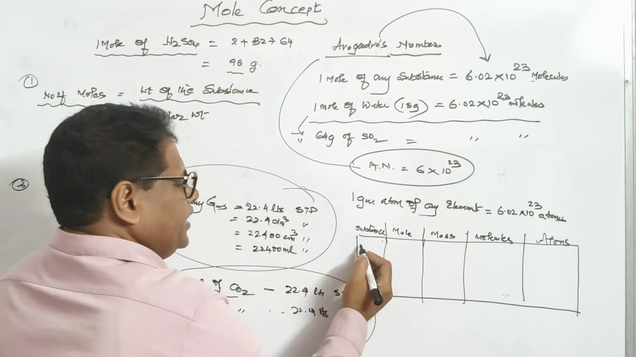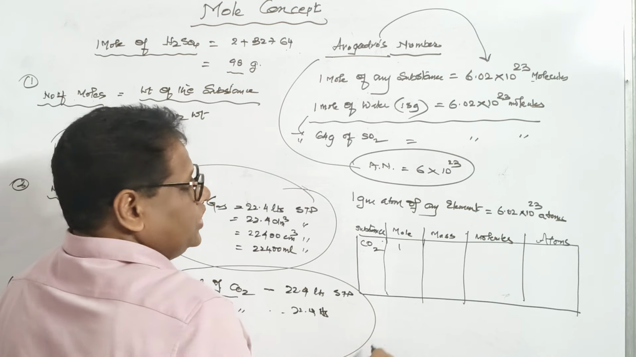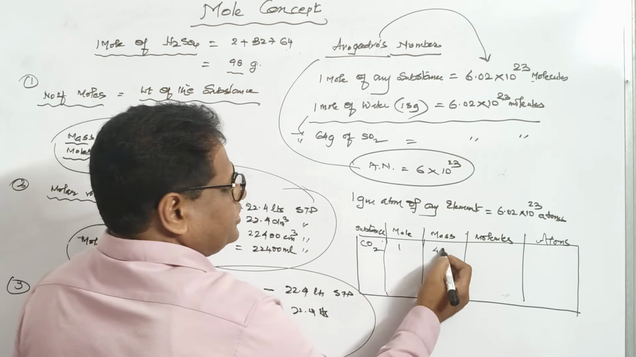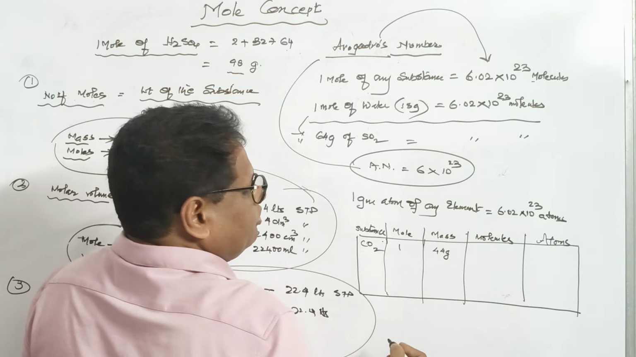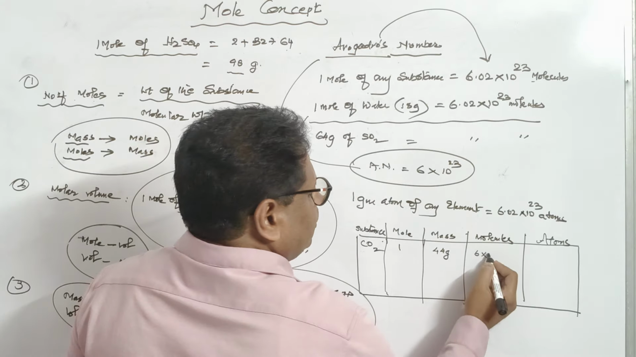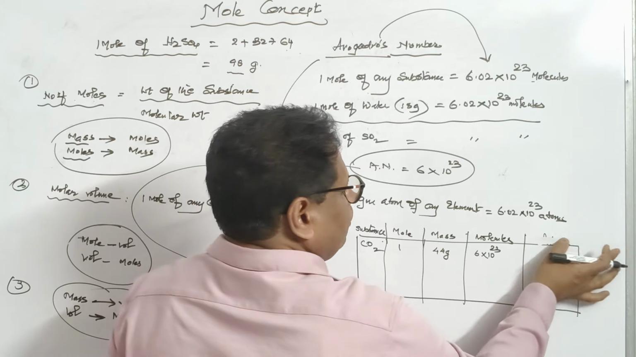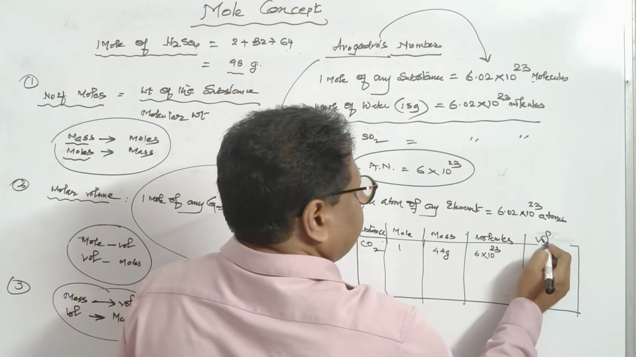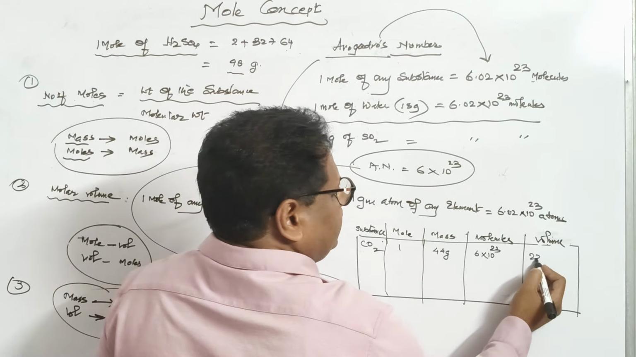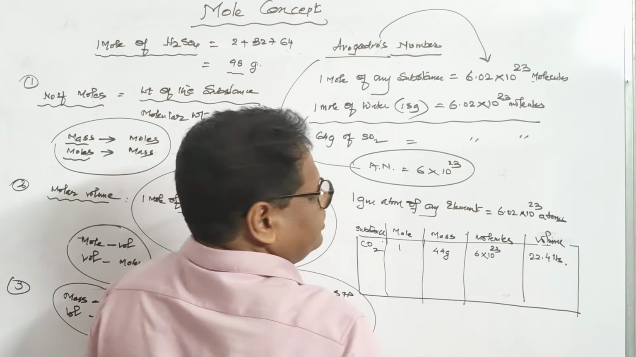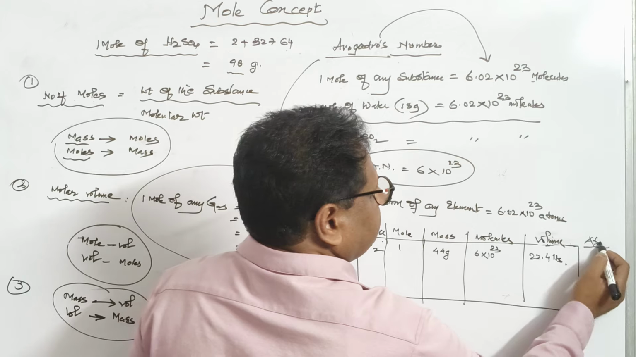Now if you take a substance like carbon dioxide, take 1 mole of the substance. You know 1 mole of carbon dioxide weighs 44 grams. So put 44 grams in this. Now the molecules of this will be 6 into 10 to the power 23 approx. And if you take the volume also, this slot is only for gases. Then the volume will be 22.4 liters at STP. And at last column you can make it for atoms.